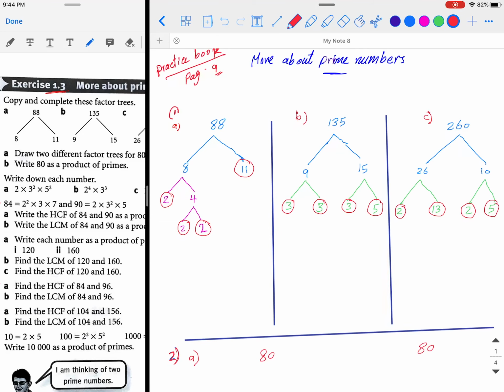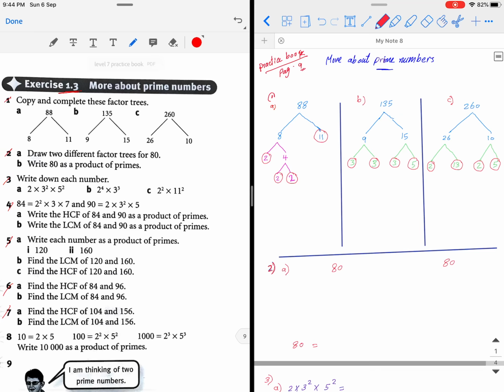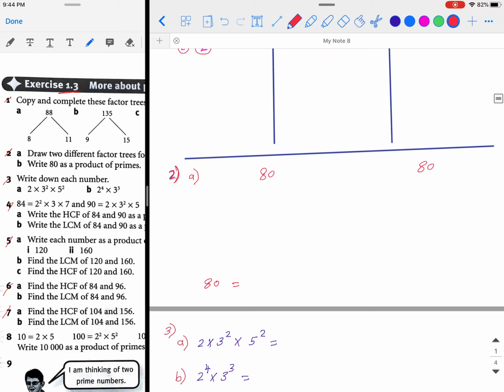Okay, so for question number 2, he said draw two different factor trees for 80. So here we have 80. We need to write two different factor trees. In this one, let's start with, for example, 8 by 10. 8 by 10, I will get 80. And this 8 divided again will be 2 by 4, and this 4 again will be 2 by 2. And this 10 will be 2 by 5. Right? This is one method.